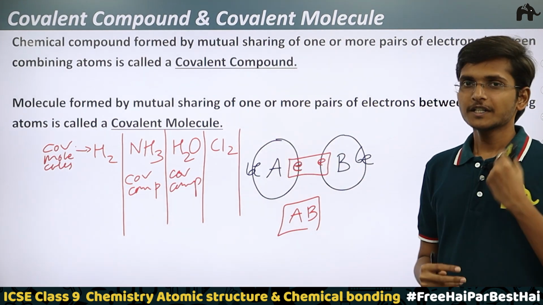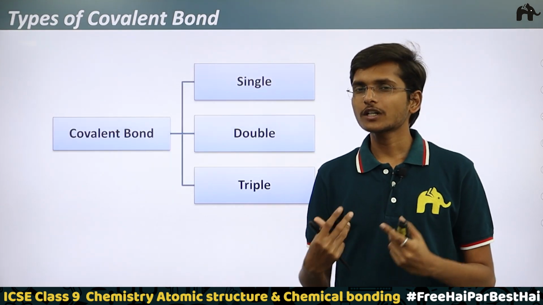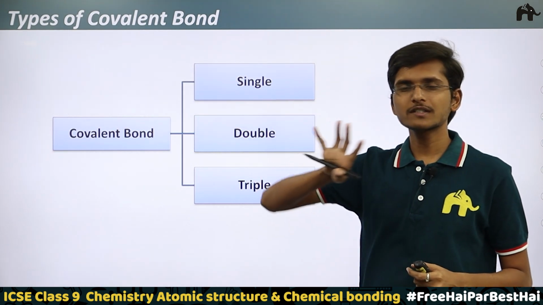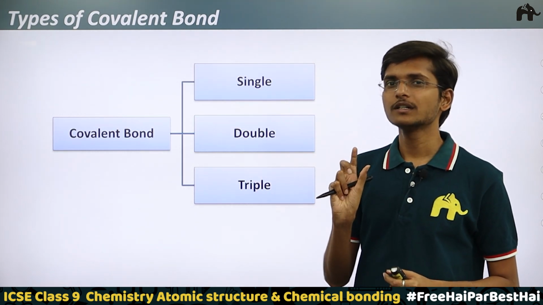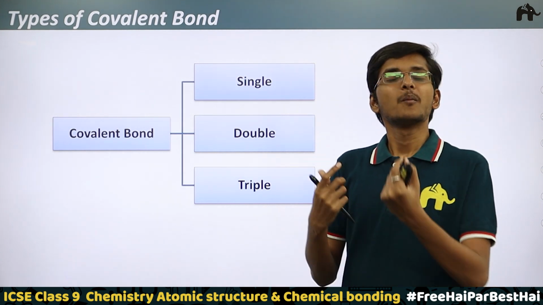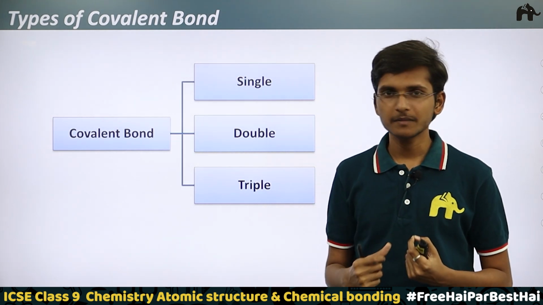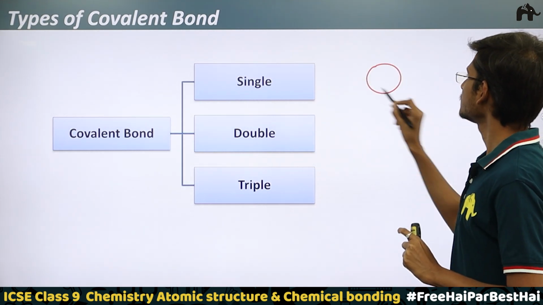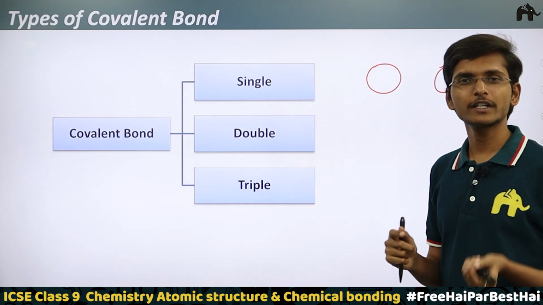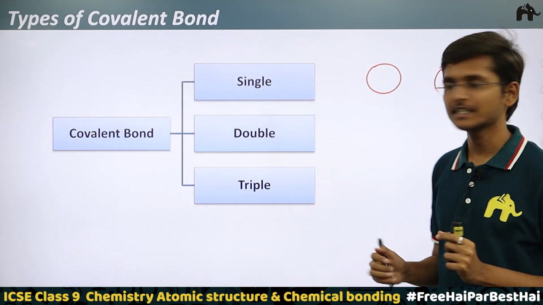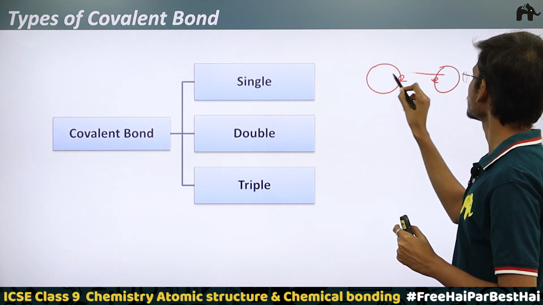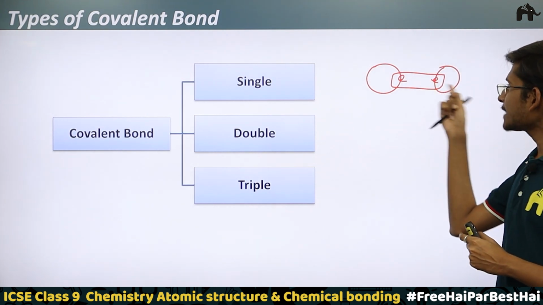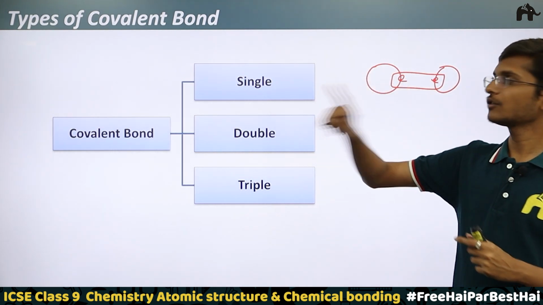Clear? Now let's move ahead and see what the types of covalent bond are. We know a covalent bond simply means the bond which is formed by the mutual sharing of electron pairs between the atoms. Correct? So if the atoms are sharing only one pair of electrons with each other, then we say that that type of covalent bond is a single covalent bond.